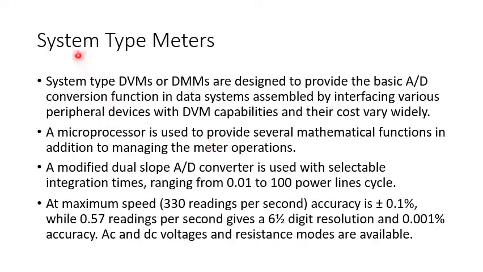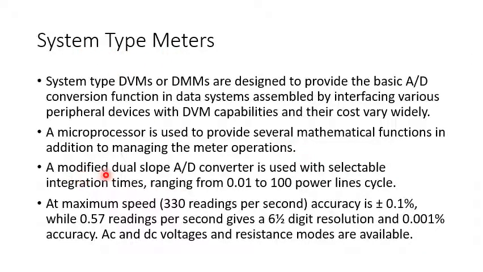So system type meters have mathematical functions like addition and subtraction, which you can do between two different readings. Two different readings, you can add them or you can subtract them. That functionality is available with system type meters.